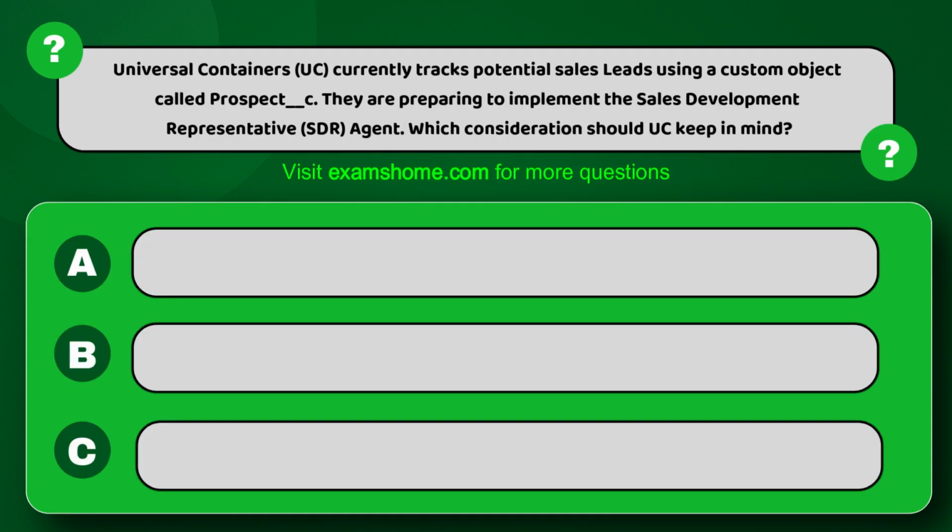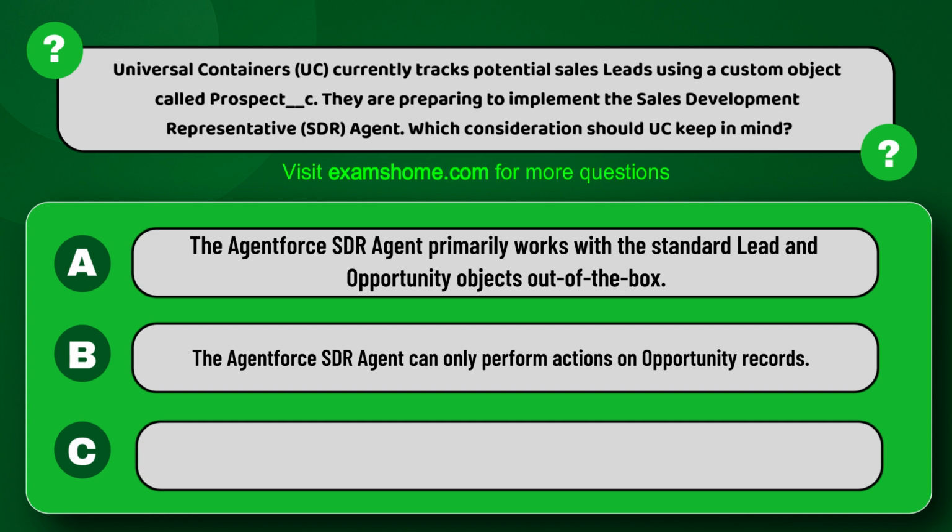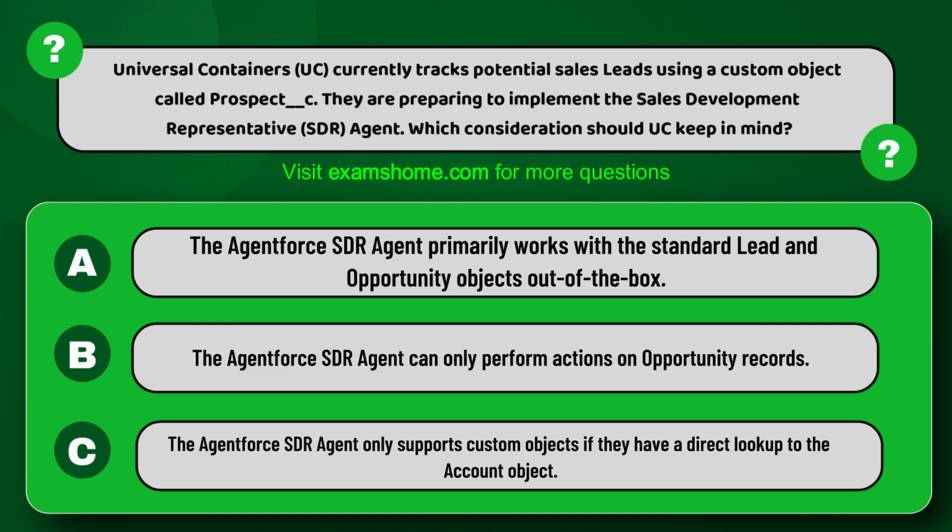Universal Containers, UC, currently tracks potential sales leads using a custom object called Prospect__c. They are preparing to implement the Sales Development Representative, SDR agent. Which consideration should UC keep in mind? A. The Agentforce SDR agent primarily works with the standard lead and opportunity objects out of the box. B. The Agentforce SDR agent can only perform actions on opportunity records. C. The Agentforce SDR agent only supports custom objects if they have a direct lookup to the account object.